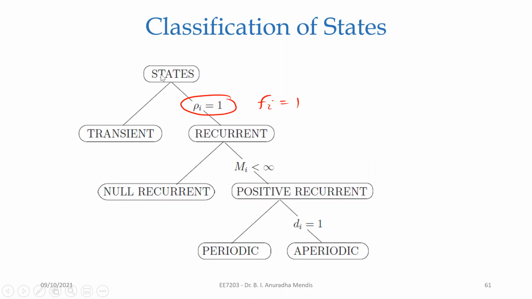Now, let's say recurrent can be positive recurrent, and that can be non-periodic. So this branch is very important for us, not the other branches. Recurrent to positive, positive to non-periodic.